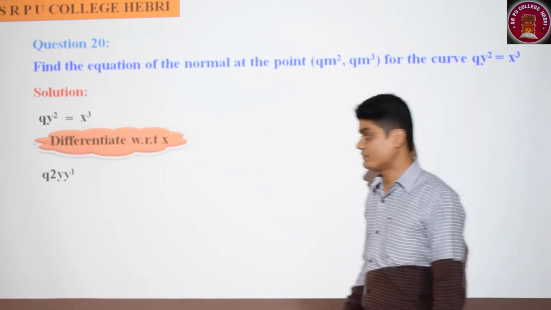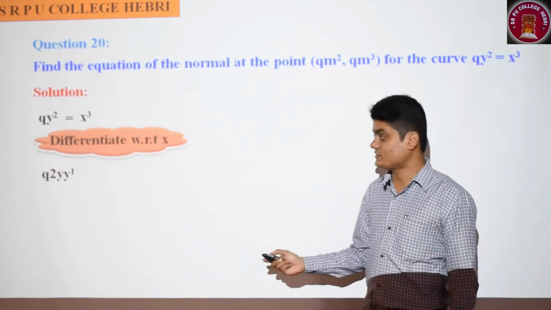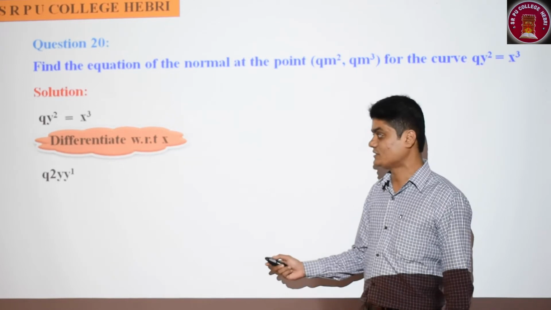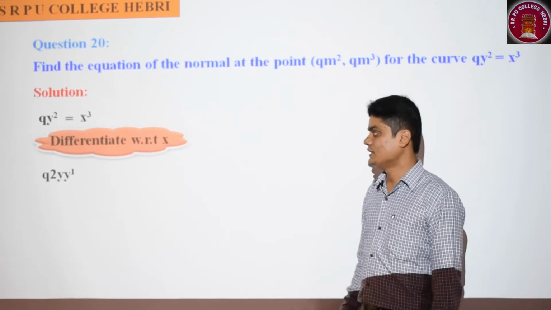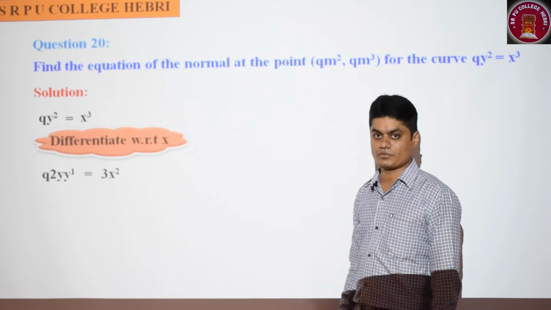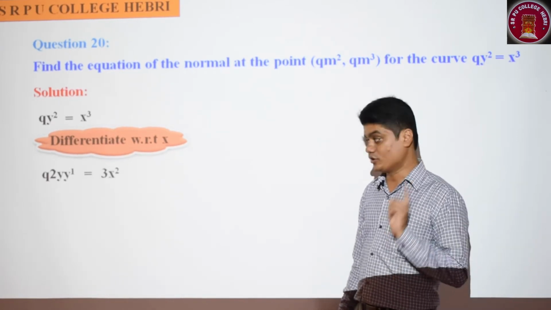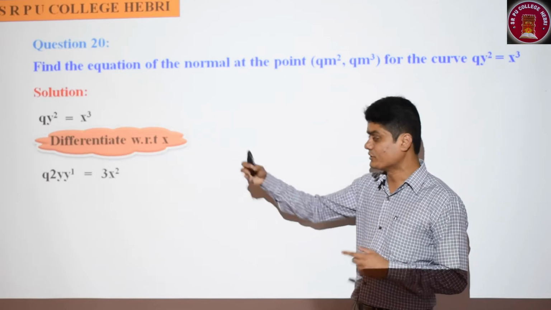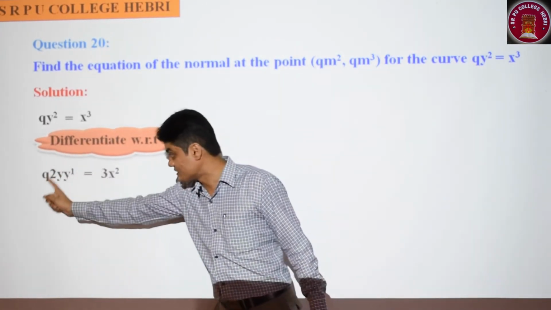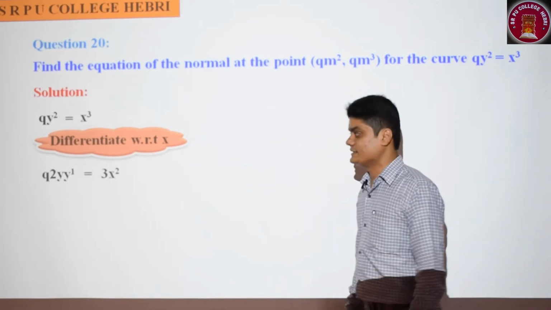What is the differentiation of y square? The differentiation of y square is 2y into the differentiation of y with respect to x, which is y dash. So equal to, what is the differentiation of x cube? Yes, 3x square. Understood? Remember q is constant. Usually you drop the q, so it should not happen. The q must come as it is because it is a constant in this expression.